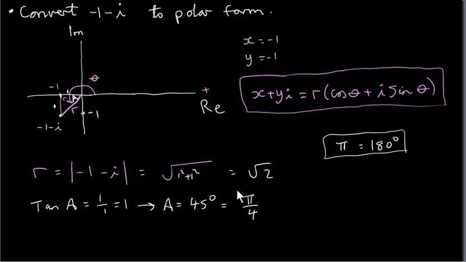So what now is theta? Well, to get theta, we just add 180 onto 45 degrees. So that's 225 degrees. Now what's that in radians? Well, how many 45 degrees angles fit into 225 degrees? Well, 4 of them make 180, and a fifth one makes 225, so that's 5 pi over 4.